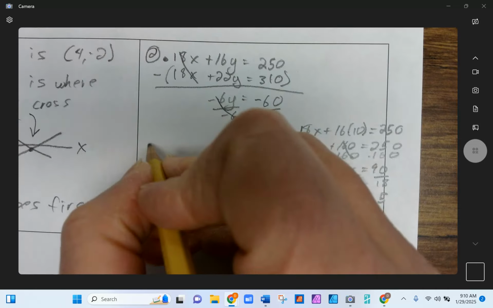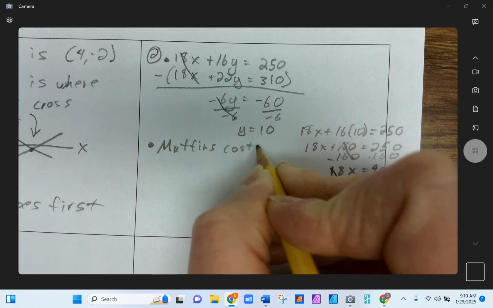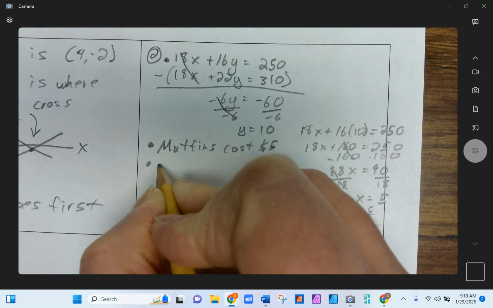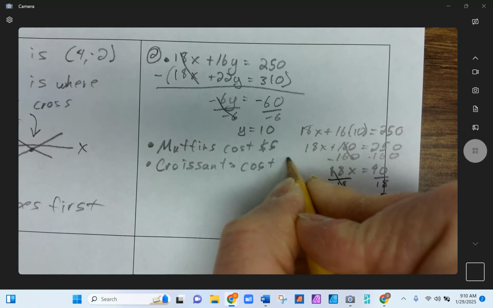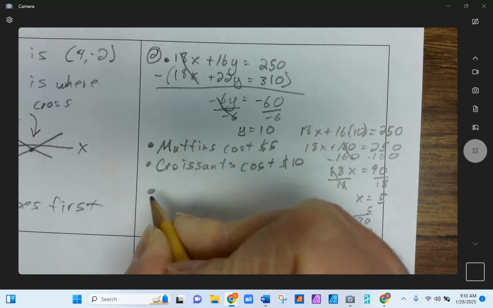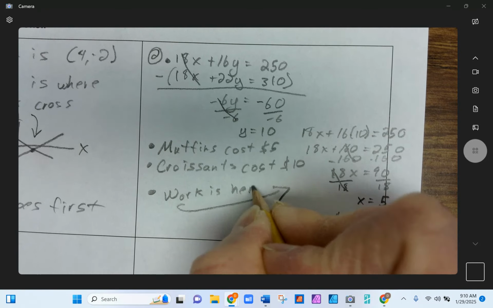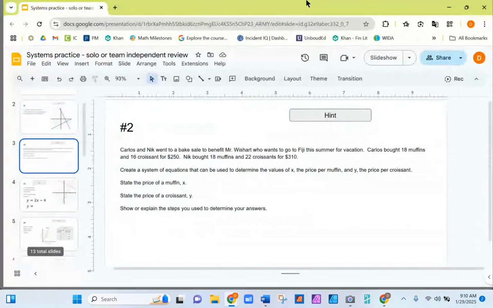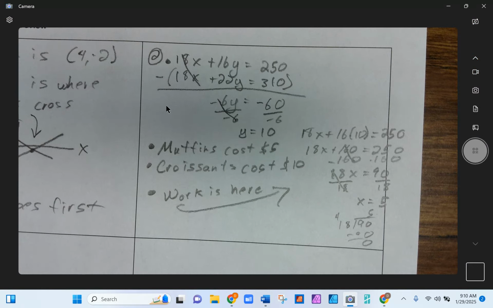Anyway, so now we've got our prices. Which is first? The muffins. So say muffins cost $5. Croissants cost $10, and then the work is here, right? When we look back at the question, show or explain the steps, right? So those would be the steps there. Okay, so I got 1, 2, 3, 4 on my answer key. So I should get full points on that one.